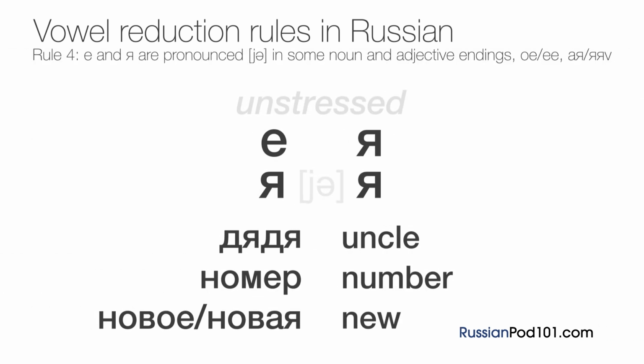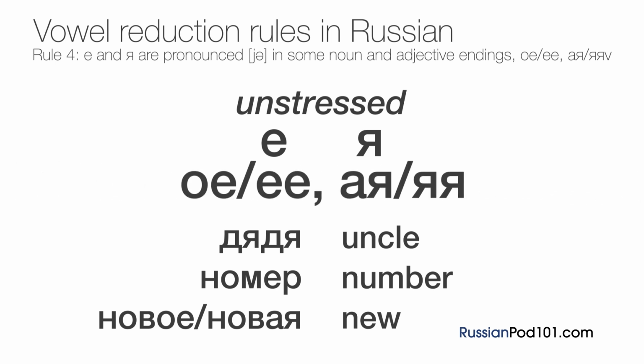Last one. Rule number 4. When unstressed, Е and Я will sound like Е in some noun endings and these forms of adjective endings. Дядя. Номер. Новая. In this lesson, you learned about stress and vowel reduction in Russian.